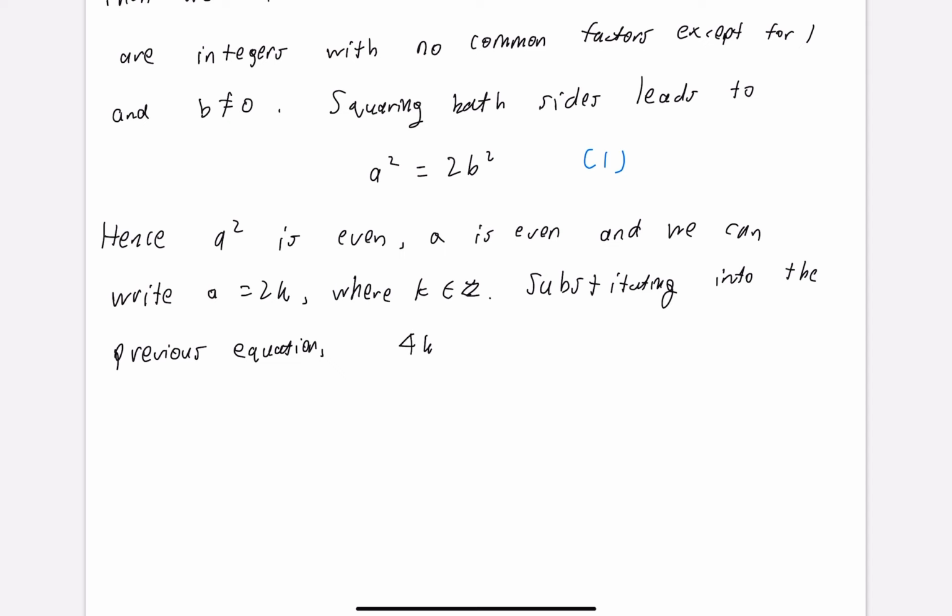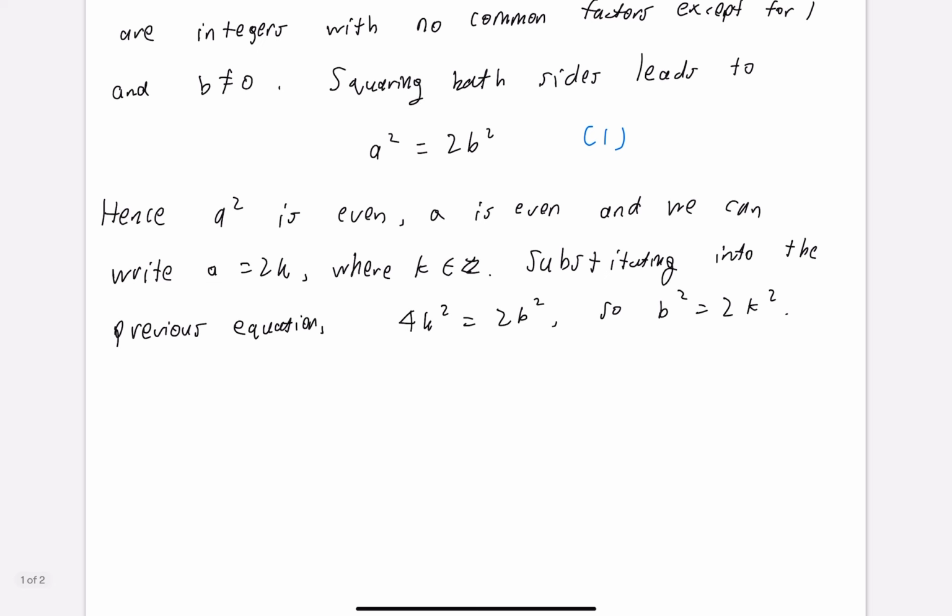Four k squared is equal to 2b squared. So b squared is therefore equal to 2k squared. Therefore, again, by the definition of an even number, b squared is an even number. And as b is also an integer, b must be an even number since b squared is an even number. Hence, b is also even.